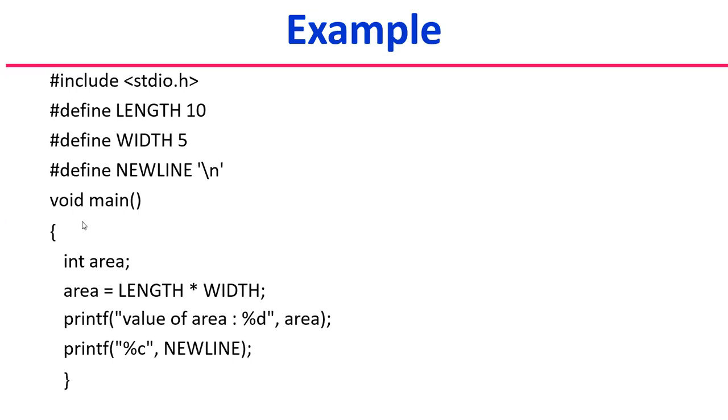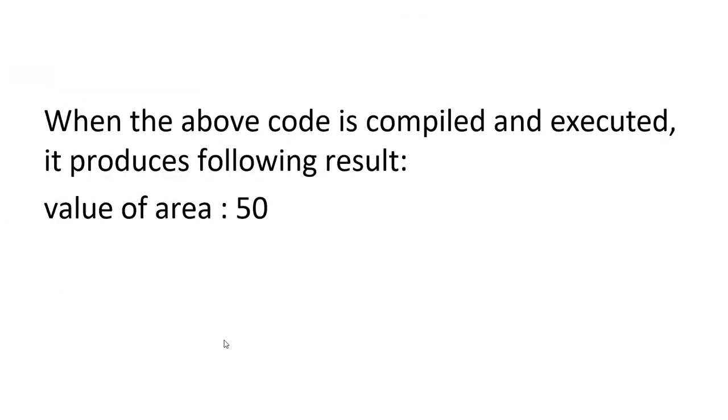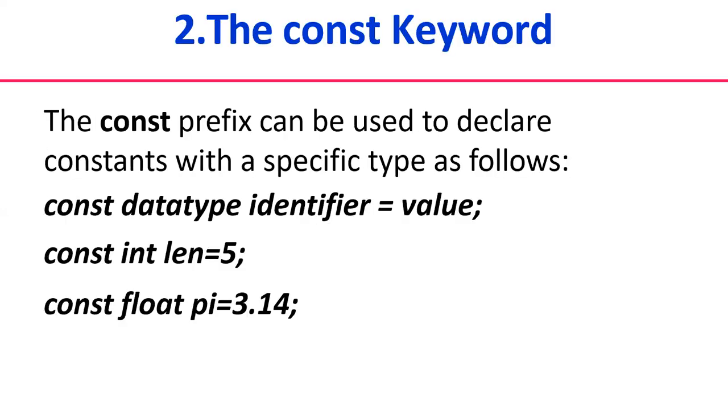As we are going to calculate the area of a rectangle, now we have to declare the variable area, and we have the formula to find the area, that is length into width, and then you print the value of the area. The length will be taken as 10 and the width will be taken as 5. So in this case, the output will be 50. After the code is compiled and executed, we get the value of the area as 50. So that's one way in which we can define constants.